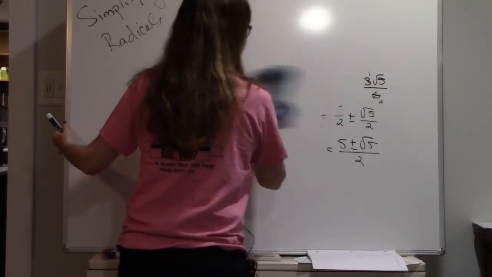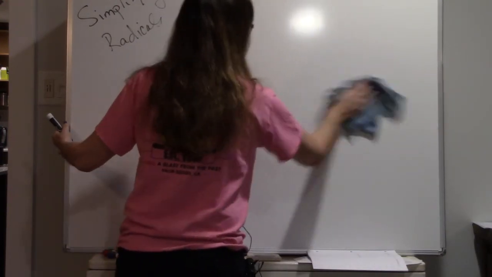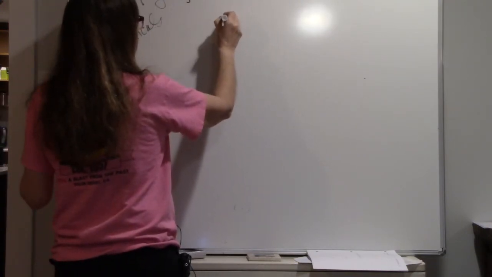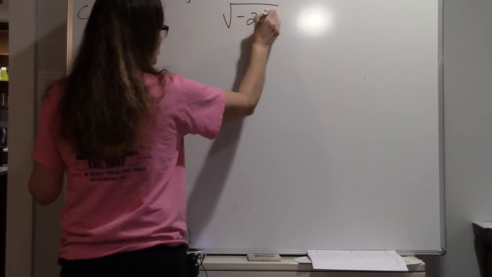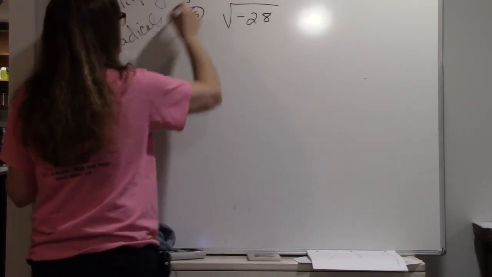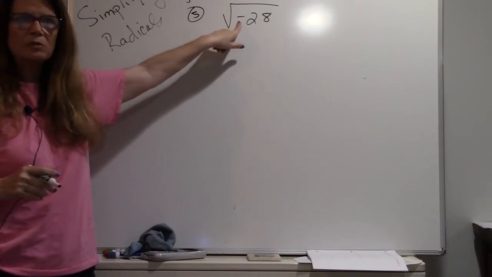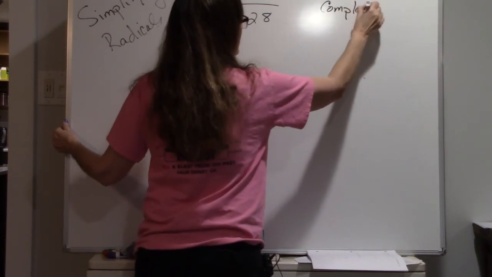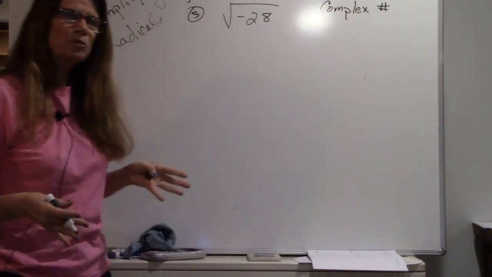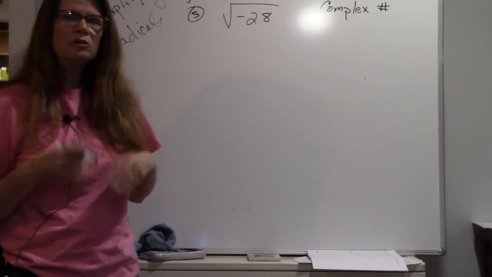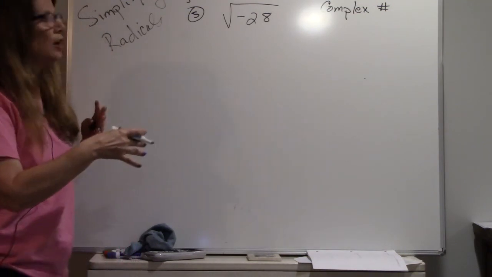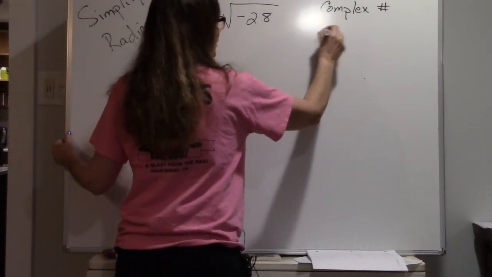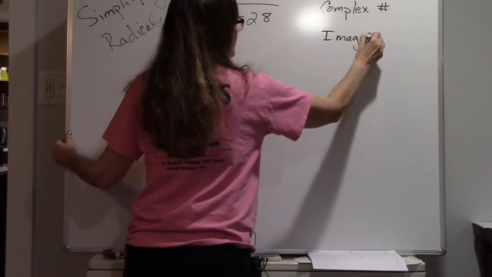So now we're going to introduce a negative underneath a radical. So when you have a negative underneath a radical, so this is number 5. Okay, so now we have a negative underneath the radical. This is called a complex number. So now we are in a different numbering system. Up until this point, we have been in the real number system. Now we're working into the complex number system. So with the complex number system, you end up with imaginary numbers.